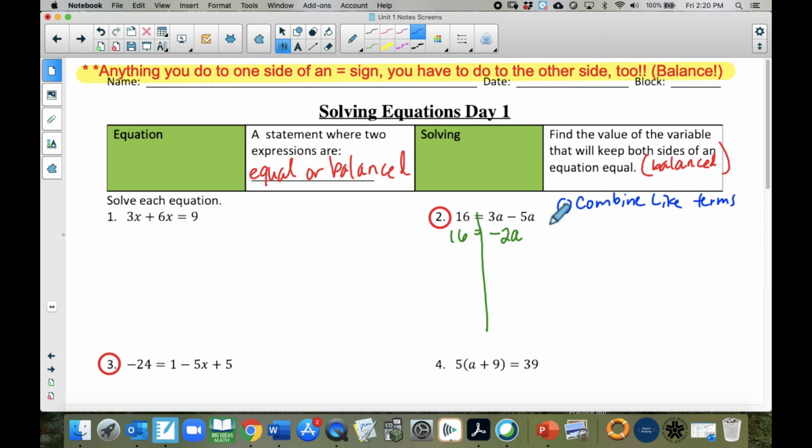Step 2 is going to be, what do I do now? I want to isolate my a. That's what I'm trying to do, is get that a all by itself. Well, how do I do that? I have to do the opposite operation.